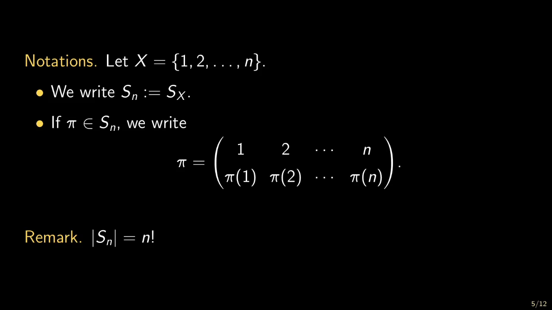We draw a 2 by n array, where the first row has the symbols 1, 2, up to n. Corresponding to each element, we write down the image under pi below it: the image of 1 under pi below 1, the image of 2 under pi below 2, and the image of n under pi below n. Now, because the set X is finite, there can only be finitely many permutations that we can form on the set X. In fact, there are n factorial of them.